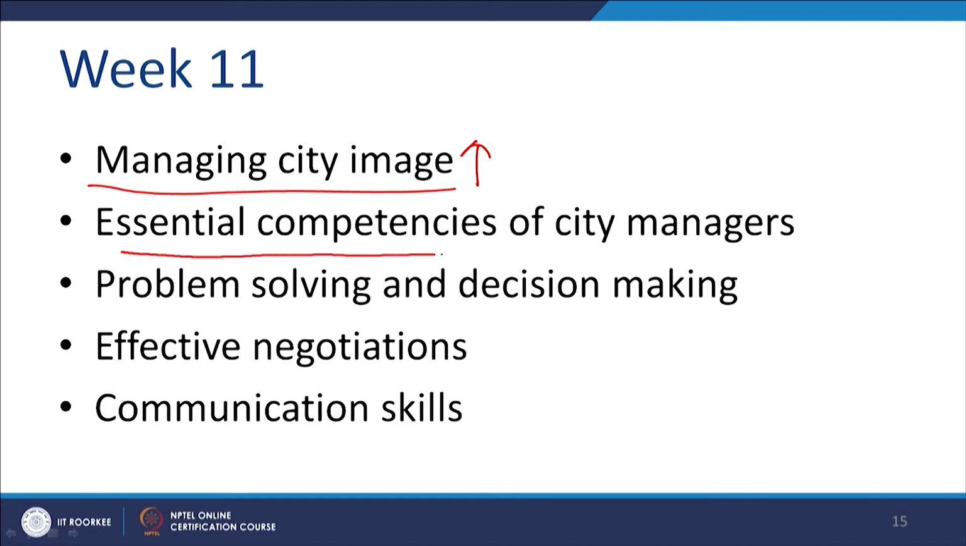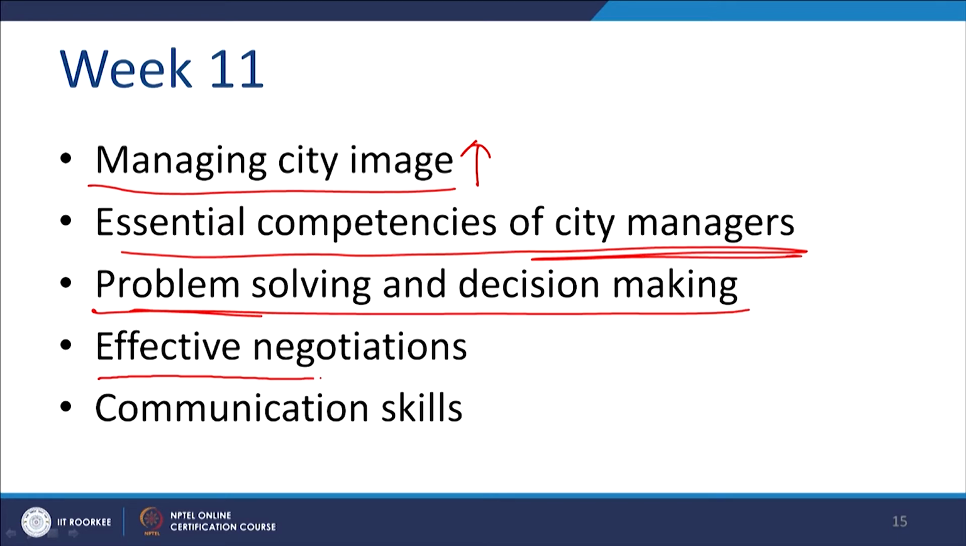Second, we discussed essential competencies of a city manager. As a successful city manager, what skill set is required? For example, some of the competencies we discussed: number 1, problem solving and decision making, then effective negotiations, and communication skills. Since this is not a dedicated course on soft skill development, still I mentioned a few of the critical areas, so that at least you can develop and you are sensitized to some of the skills of negotiation, communication and decision making, because these are very essential fundamental pillars of the urban manager, and without that you cannot perform at your local level. So, in week 11 the main objective was to develop the key skill set for the urban manager.